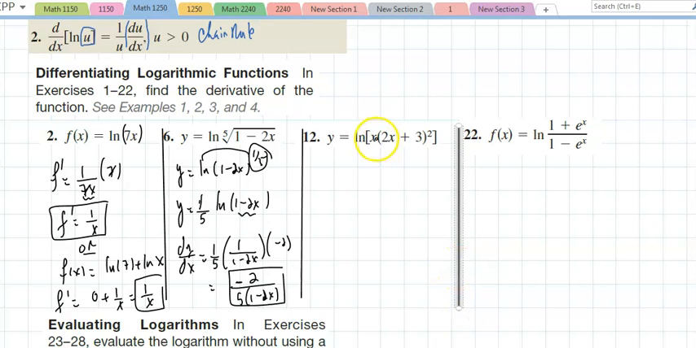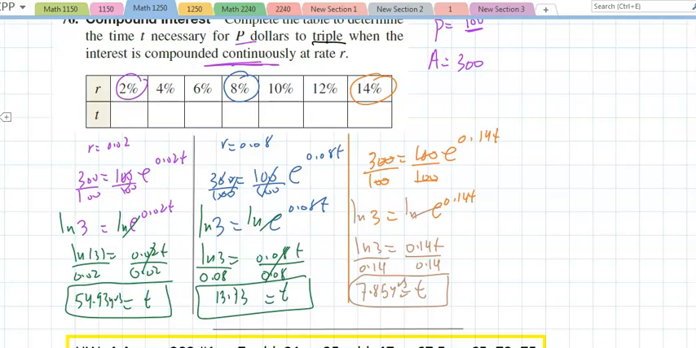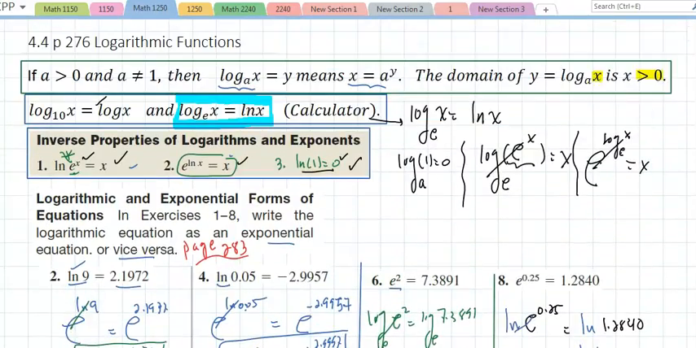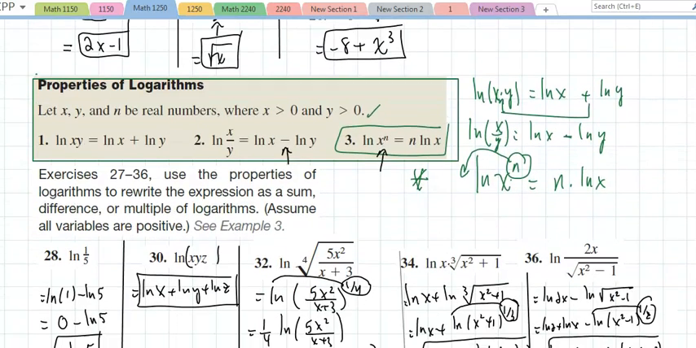Again, the log of a product is the sum of the logs, if you recall. And if you need a quick review of those, we did those back in section 4.4, and you could review them right there.